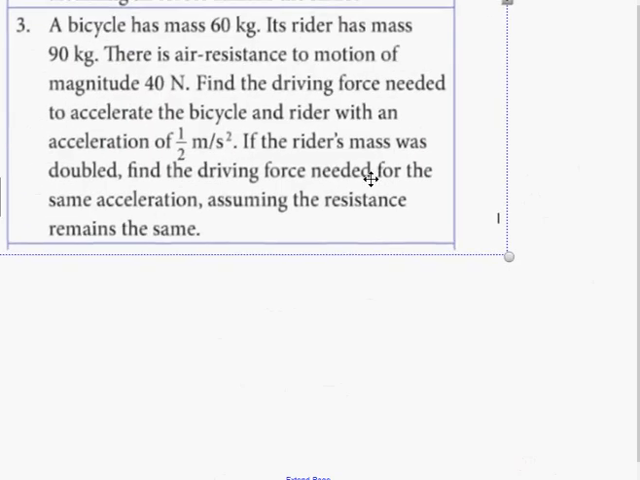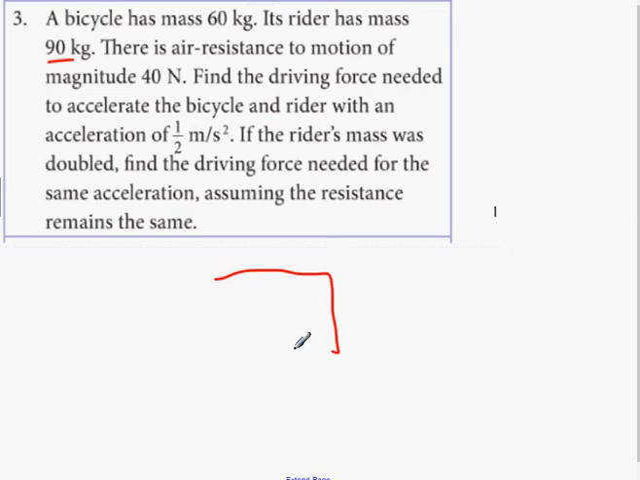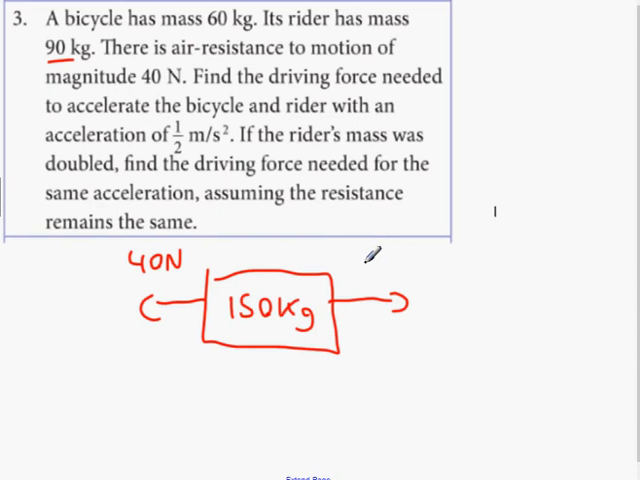A bicycle has a mass of 60 kilograms. If its rider has a mass of 90 kilograms, you're just going to have a 150 kilogram object. It's a really fancy trick to make you add both masses together and give you exactly the same question. Air resistance is 40 N. Find the driving force D needed to accelerate the bicycle and rider with an acceleration of a half meters per second squared. If the rider's mass is doubled, find the force needed for the same acceleration, assuming the resistance remained the same. So it's a bit of a change up from the first one, okay?